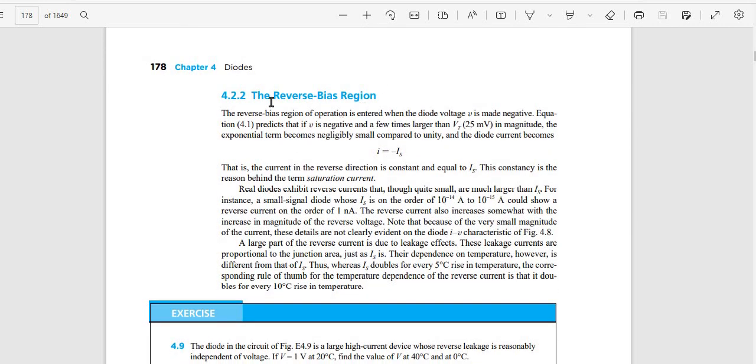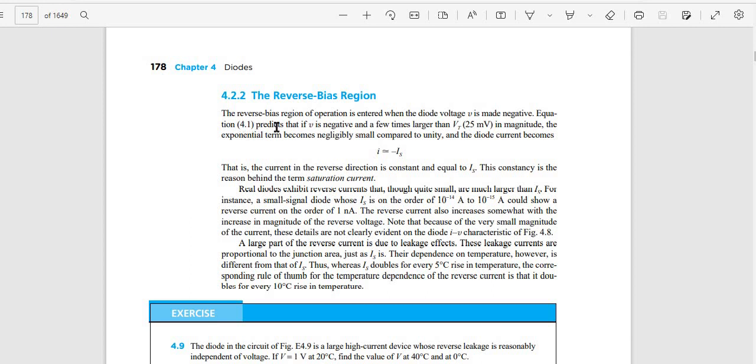Now, topic 4.2.2. We discuss in this topic the reverse bias region. In the previous topic we discussed the forward bias region. Now here we discuss some characteristics of the reverse bias region in this lecture.